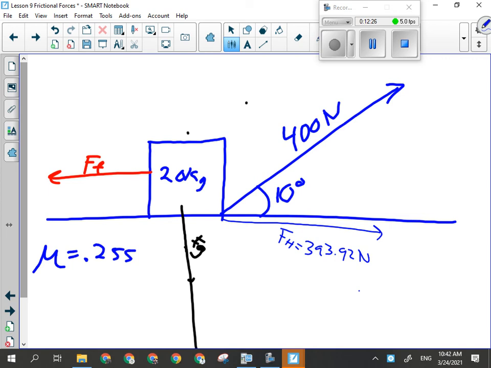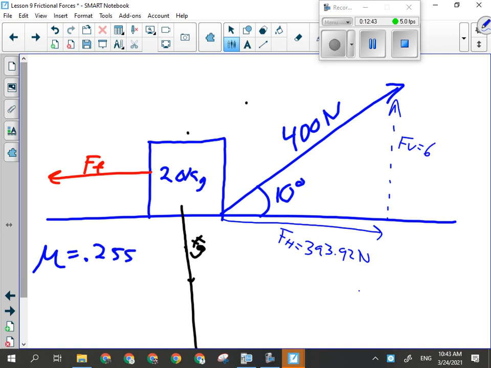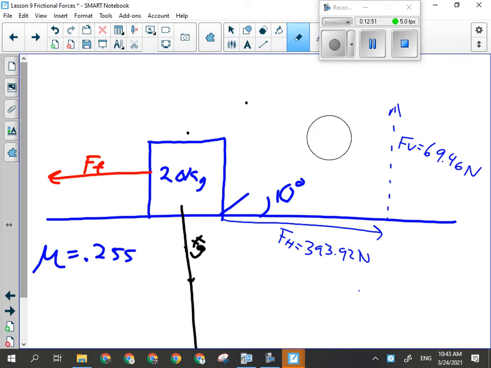And finding its vertical component, which we'll do by finding the sine of 10 times 400. So that side is 69.46 newtons. Now that I've got that, I've broken that force up into the two things it effectively produces: a vertical force of 69.46 newtons and a horizontal force of 393.92 newtons. Everybody with me there?